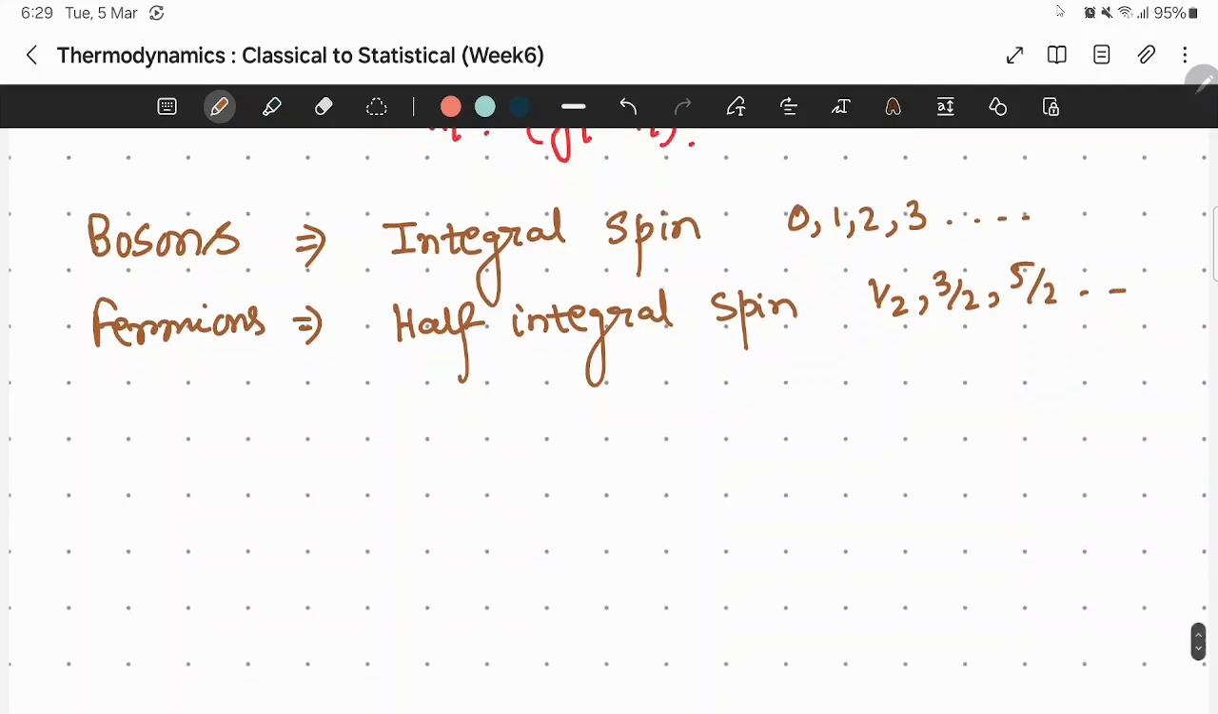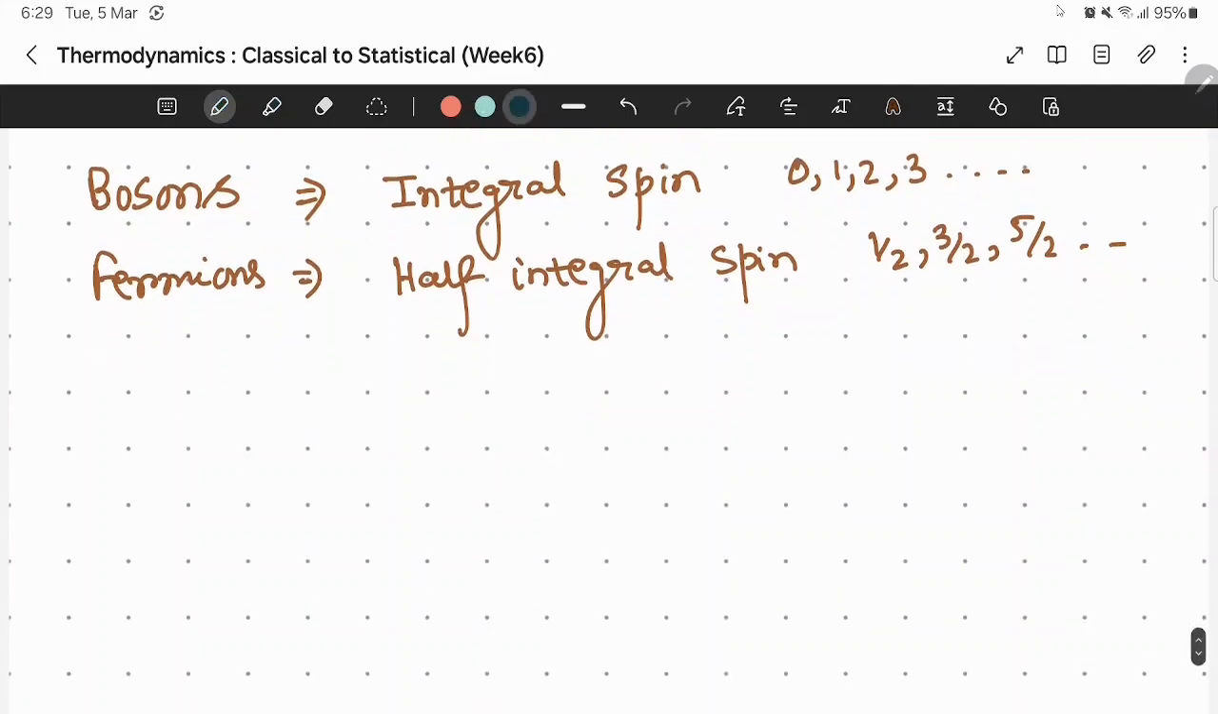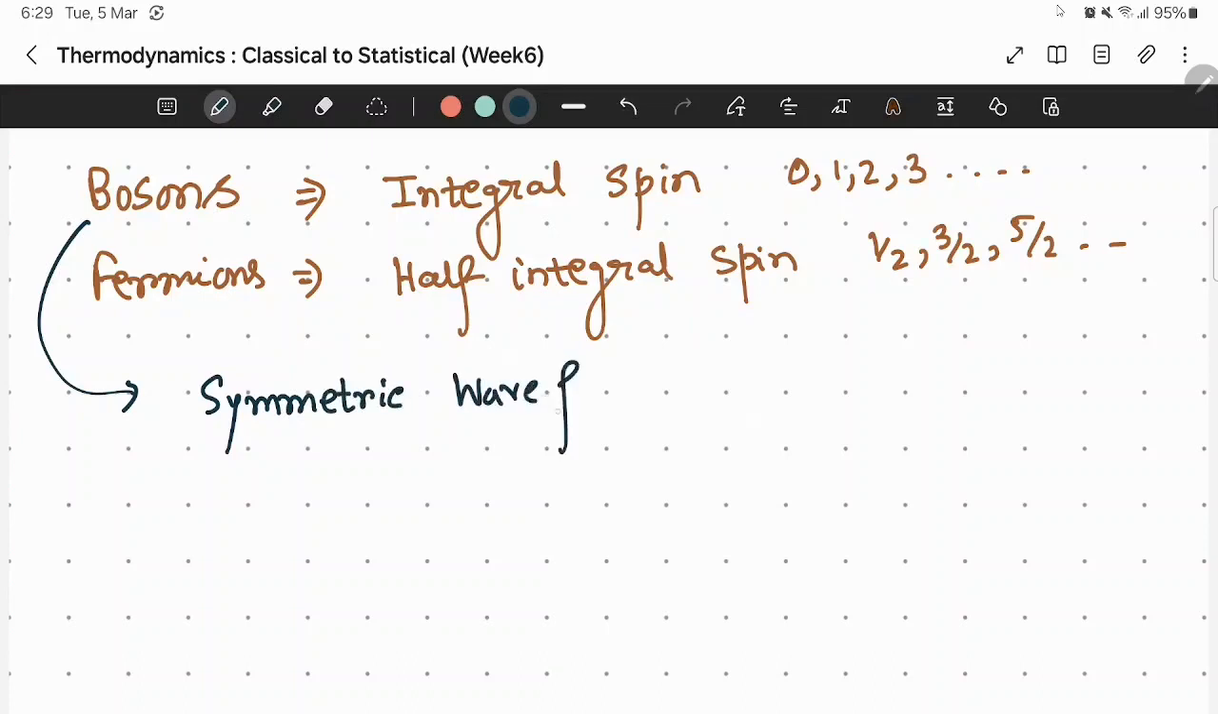But there is another basic difference. Because these are quantum particles, right, and we know that for quantum particles there is a wave function. So bosons should have a symmetric wave function, but for fermions it should be antisymmetric.